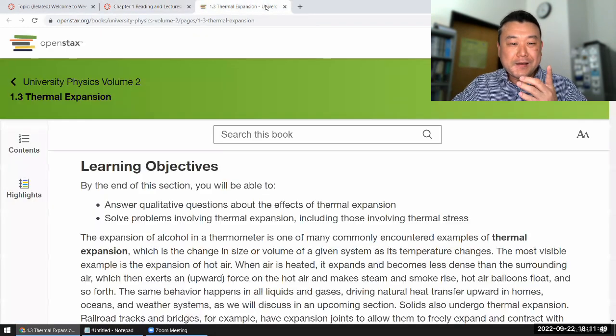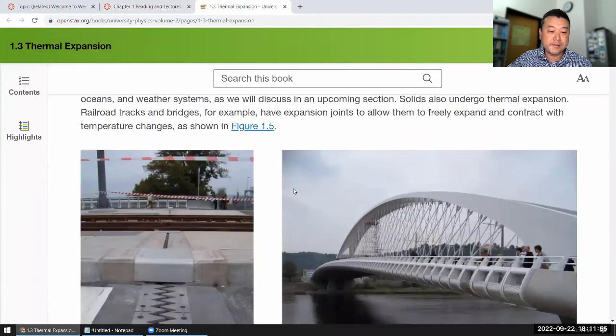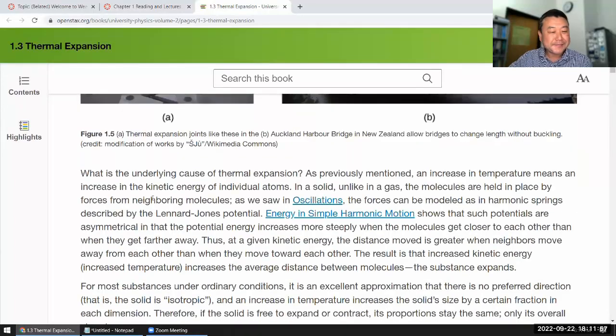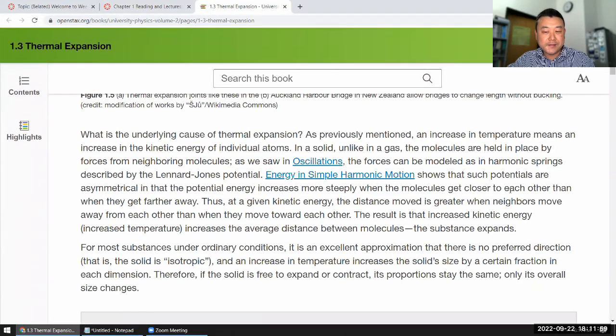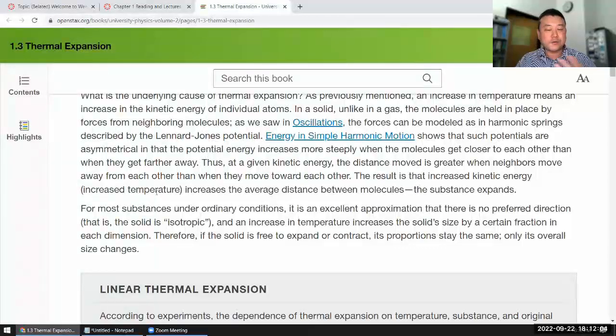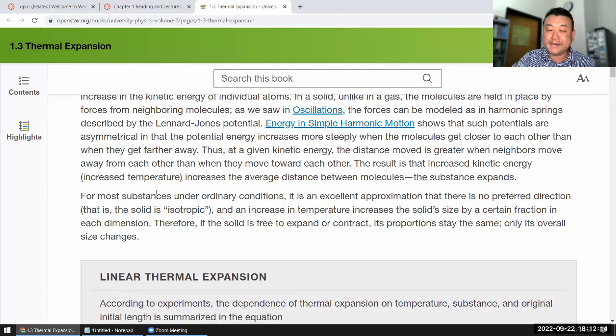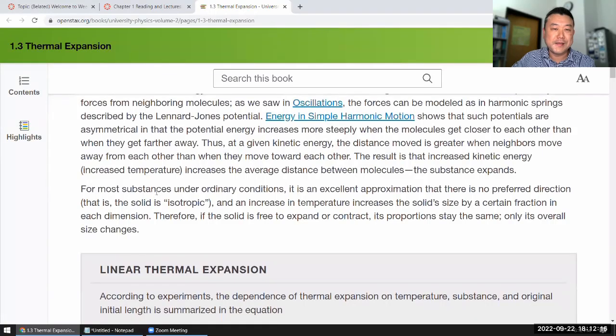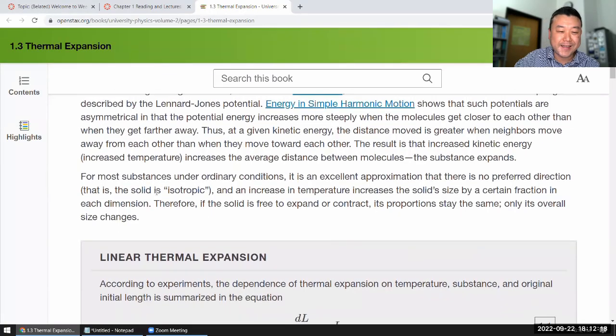So I do encourage everyone to read about thermal expansion in the textbook. And there's nice pictures. Read through it. They talk about how such potentials are asymmetrical, and there's the whole thing about how anharmonic potentials lead to the thermal expansion. Actually, upper division solid state physics classes do cover that. It's fascinating, and it'll take too much for us to get into that.